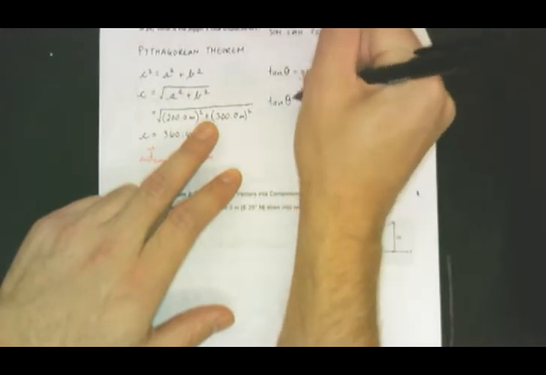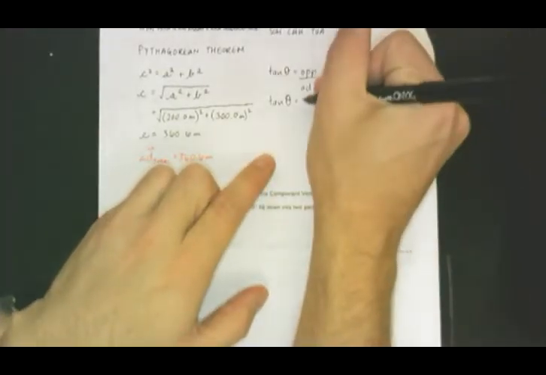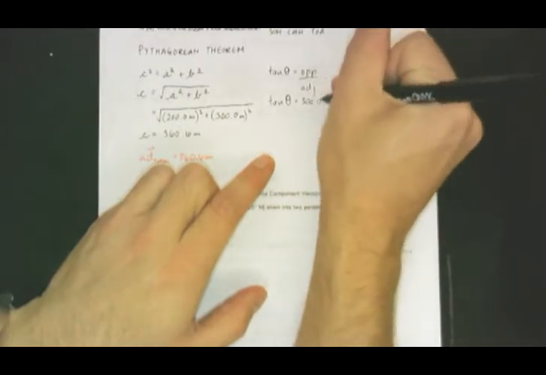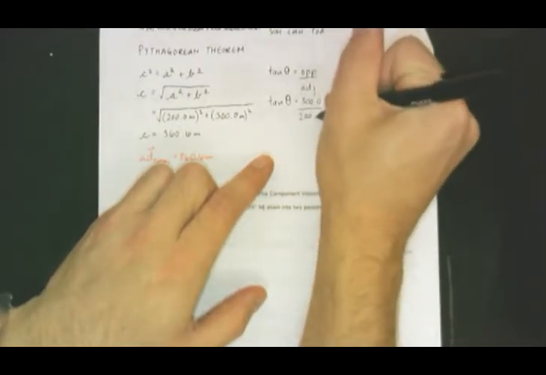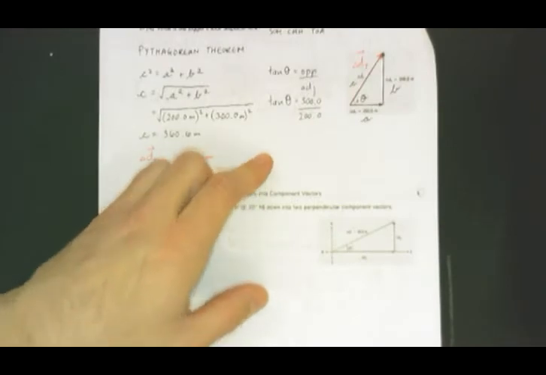Tan theta, therefore, if we sub in these values, the opposite is 300 meters. The adjacent is 200 meters. So we have 300 over 200. When calculating the angle, you do not need to put any units in. We're just looking at the ratio of these two numbers. Now, how do I actually get a theta value from my calculator? I want the actual angle.